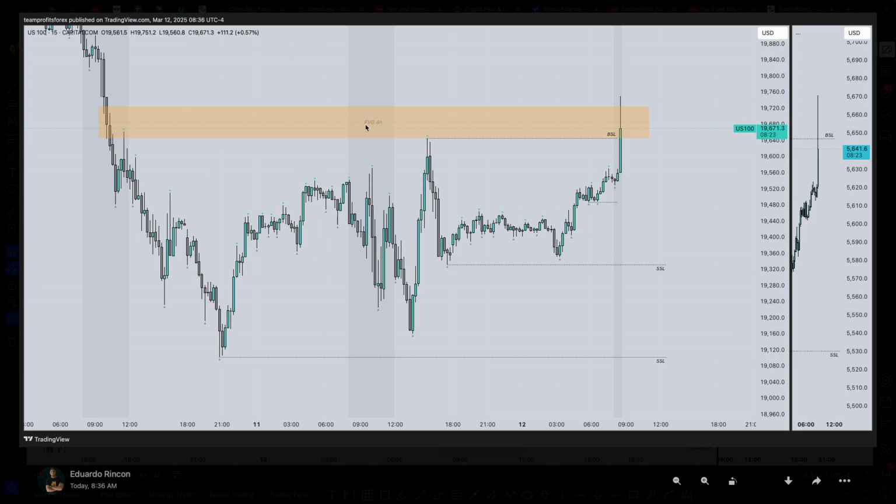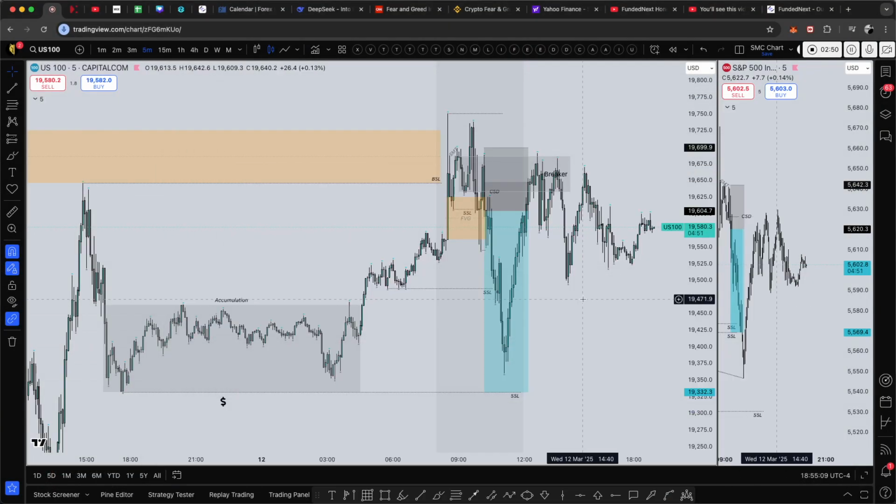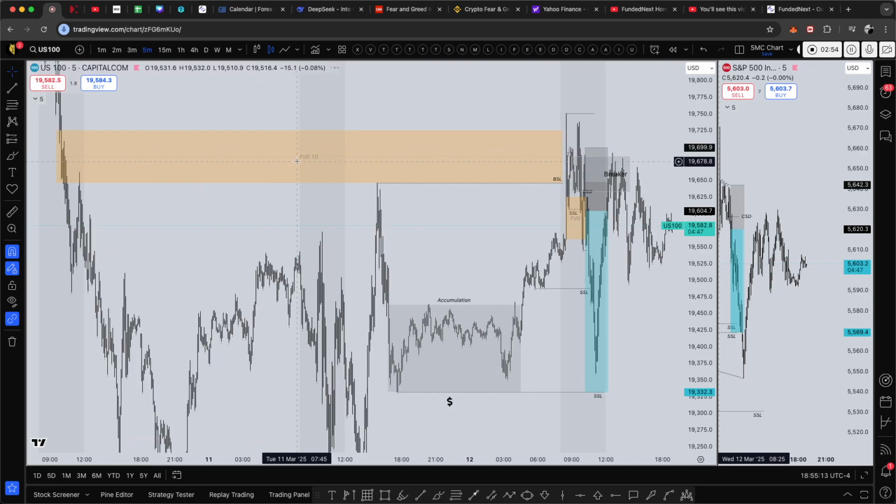For some reason I marked up here H4, but this was not actually a fair value gap on a 4 hour. This was actually a daily. I made a mistake right there. So it was a daily fair value gap that we were entering. This right here that I marked up H4 on the picture is actually the daily.